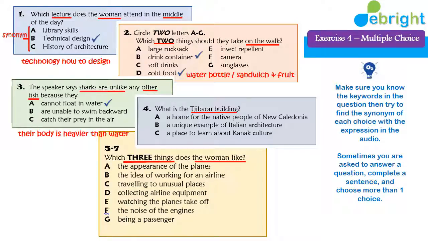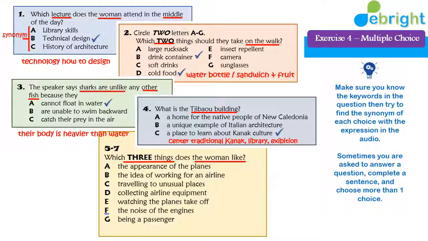And number 4, what is the Tjibaou building? And the synonym for the correct choice is center, traditional Kanak, library, exhibition area. So you've got C as the correct answer, a place to learn about Kanak culture.